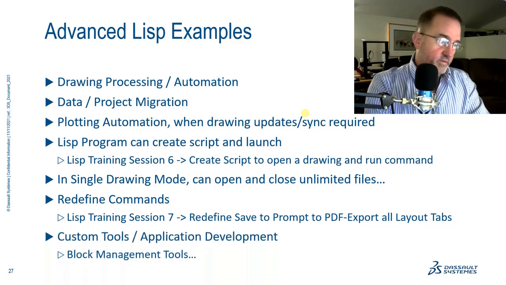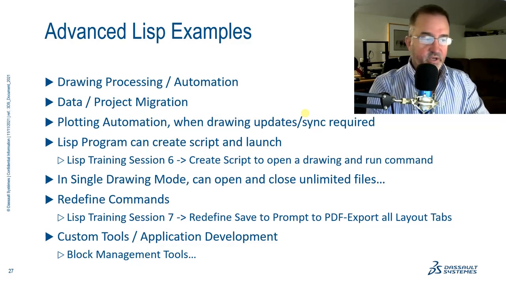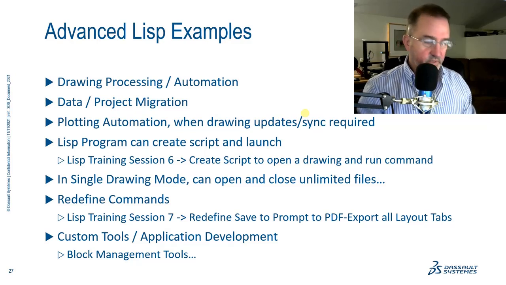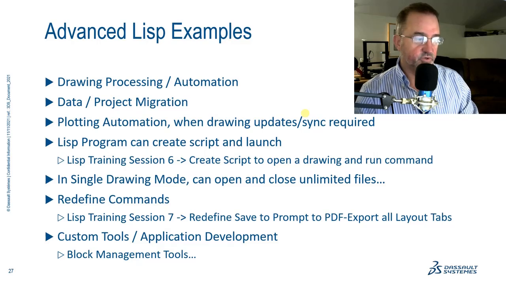And then, of course, we do have the ability to create custom tools, custom interfaces, and things that we can do for building our own applications. I want to show this as an example because this is a block management tool that I put together, and I want to show it running in DraftSight and talk about it a little bit because, when I compare it to other programming languages, it's a good example of why I really like using Lisp versus something like .NET or C++ or C#. So let me jump over to DraftSight and show you an example of this tool.